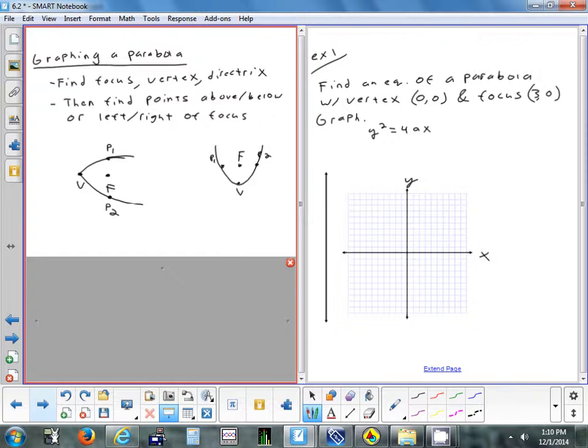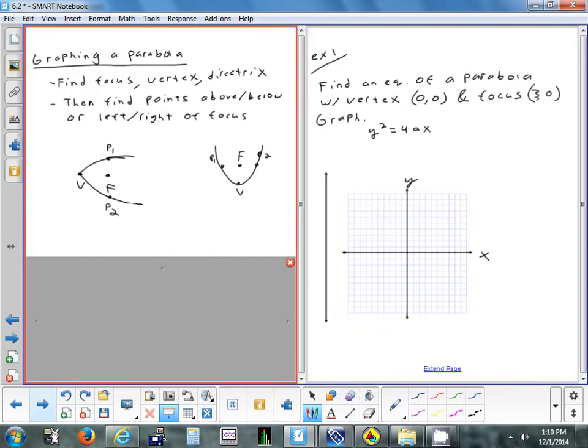So here's our first example. It says, find an equation of the parabola where the vertex is at the origin and the focus is 3, 0. Okay? First thing I like to do is figure out, looking at this table, which equation do I need to use? There's 4 choices. To figure out which one, figure out if your parabola opens up, down, left, or right. Okay, that'll tell you.